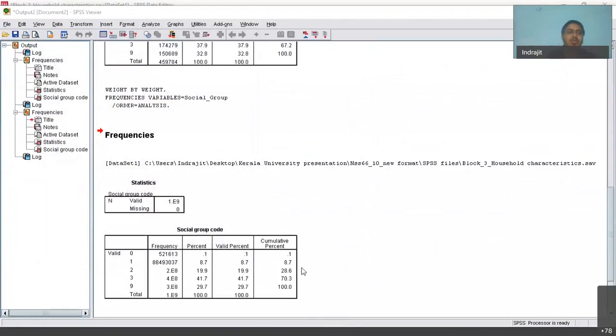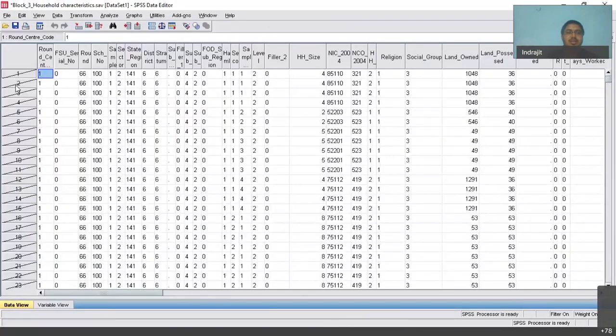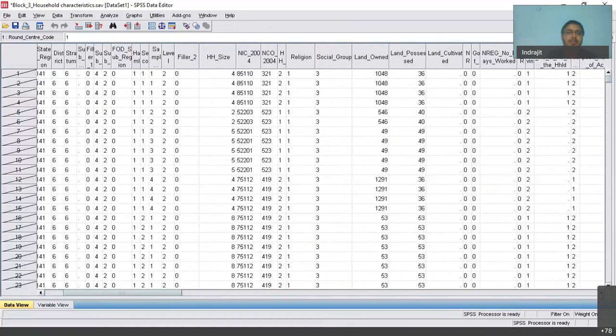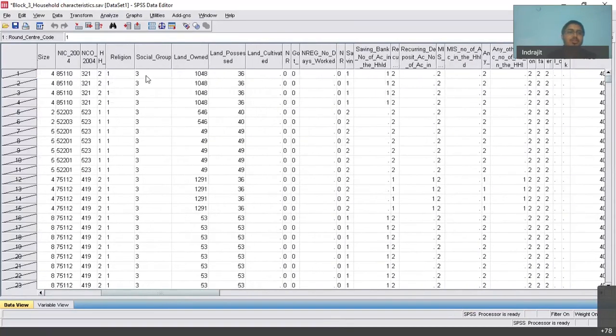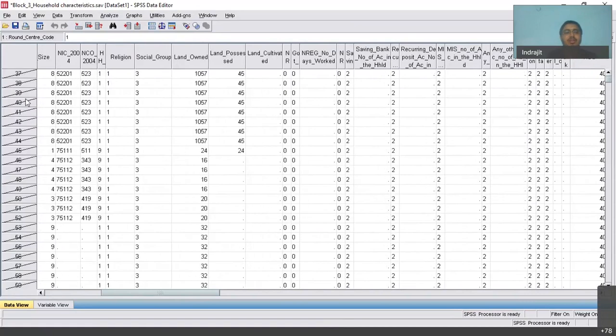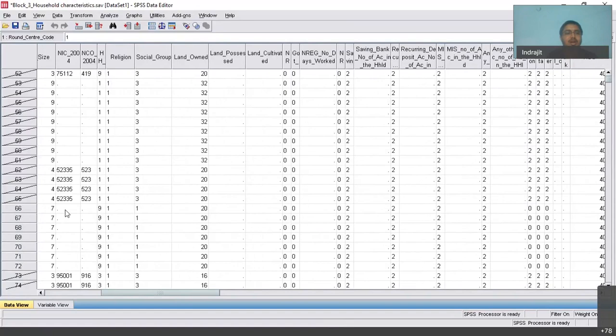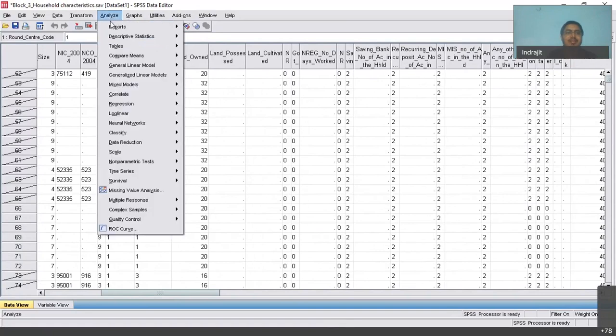You can see the cross on the left hand side, and you can compare it with the social group. You see the social group 3 is struck out. That means it is not included in the sample. You see when it is 1, it is not struck out. So once you do the analysis, you will get that.